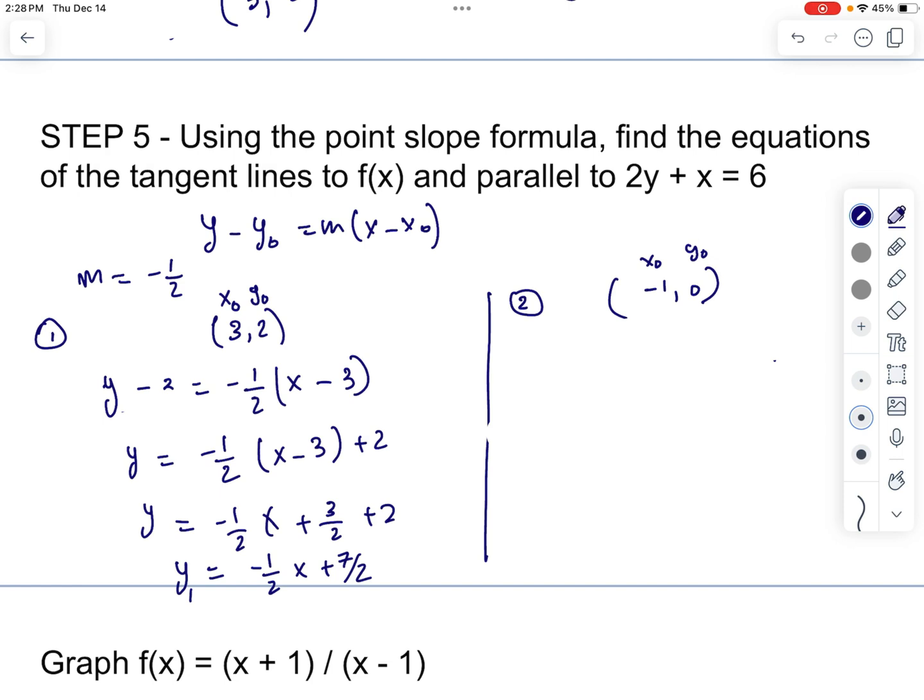Going to the second case where the point is (-1, 0), we're finding the equation of the second tangent line here.